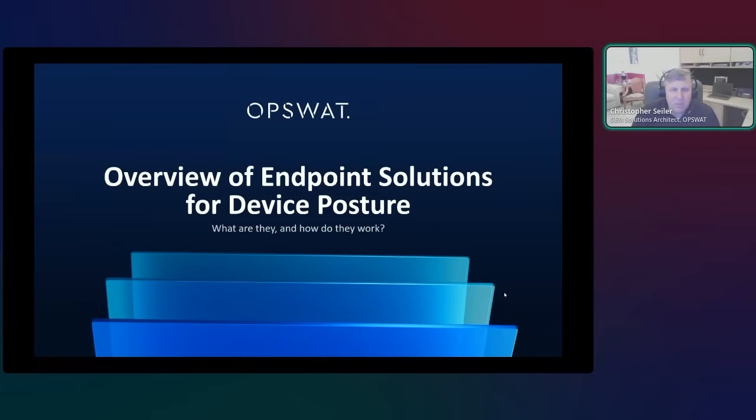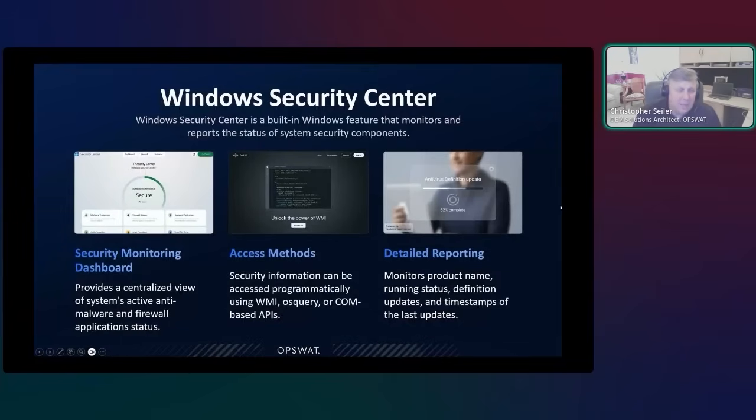And so, to begin with, we're going to discuss device posture. Device posture is about checking your endpoint device to make sure that all the security products are working correctly. As you determine device posture with your system, there are multiple ways that you can get that information to make sure that the system is secure.